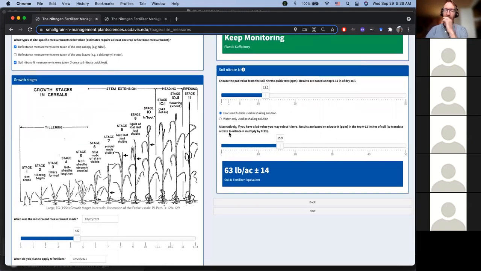But anyway, we get our pad reading and we determine it's a 12. This translates to about 63 pounds per acre, plus or minus 14, of total nitrogen, or plant available nitrogen in the ground in the form of nitrate.